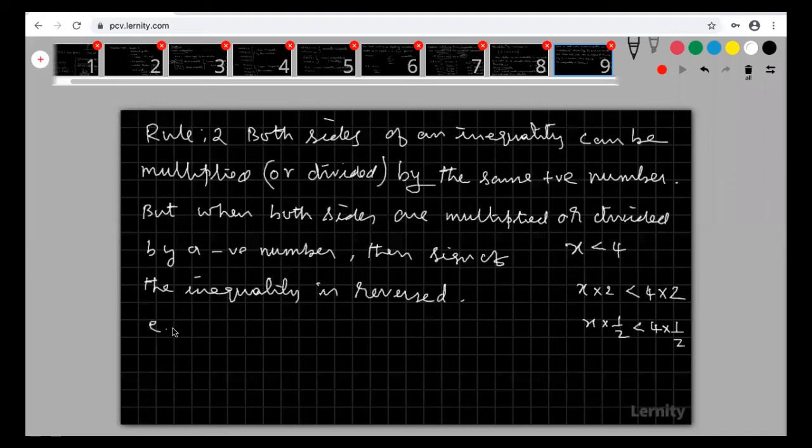Okay, for example, look at that. I am going to take x less than 4. I am going to add 2 to both sides. No problem.